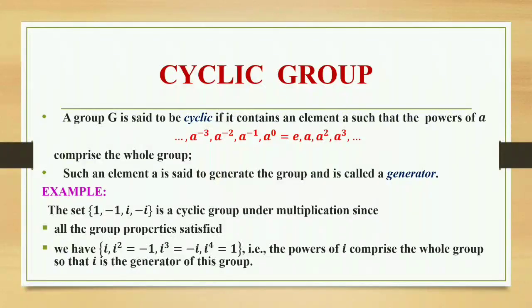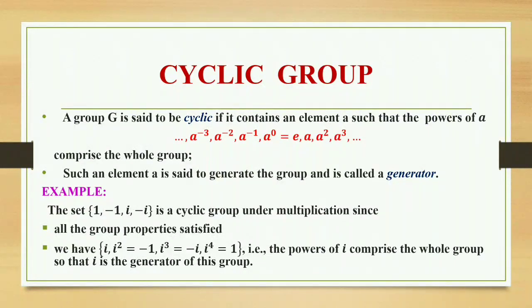Cyclic group. A group G is said to be cyclic if it contains an element a such that the powers of a, that is a power minus 3, a power minus 2, a power minus 1, a power 0, that is e, a squared, etc. comprise the whole group. Then such an element a is said to be the generator, that is, it generates the group.